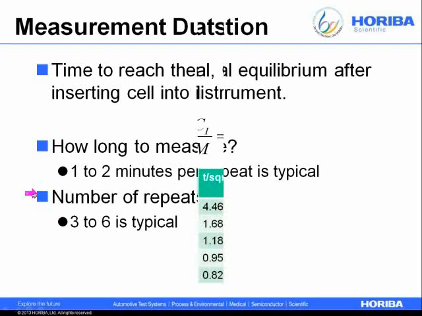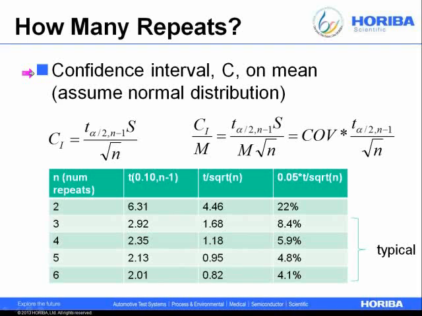So if you start thinking about the confidence interval on a mean, and I assume a normal distribution of results, which is a bit of a heroic assumption, but it makes the math easier. It's the t-value times the standard deviation over the square root of the number of measurements. So the confidence interval over the mean of a distribution is t times s over m divided by square root n. So s over m is really your coefficient of variation times t divided by square root n.